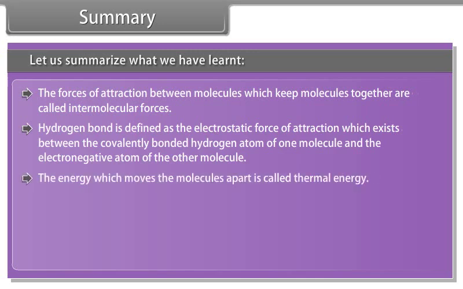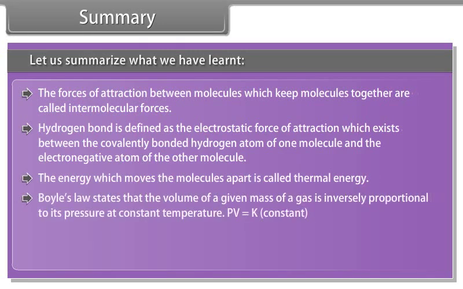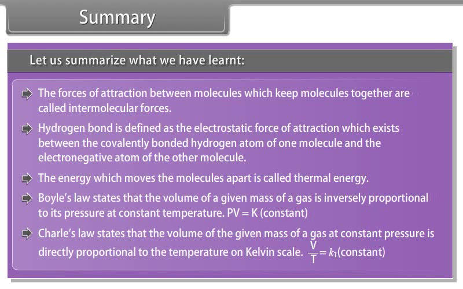The energy which moves the molecules apart is called thermal energy. Boyle's law states that the volume of a given mass of a gas is inversely proportional to its pressure at constant temperature. PV is equal to K, constant. Charles' law states that the volume of a given mass of a gas at constant pressure is directly proportional to the temperature on Kelvin scale. V by T is equal to K1, constant.